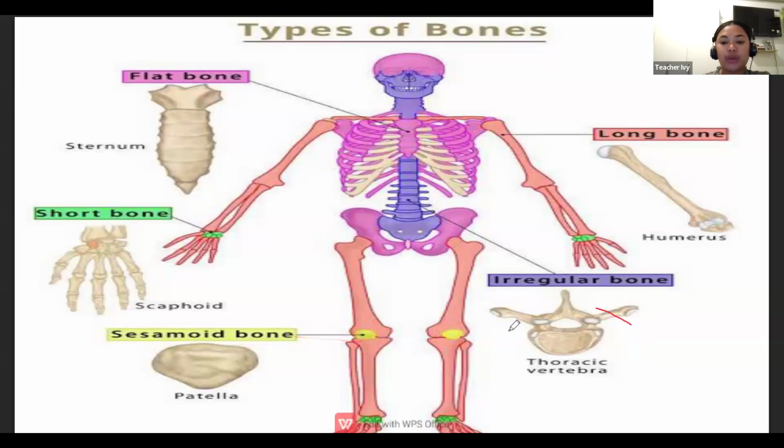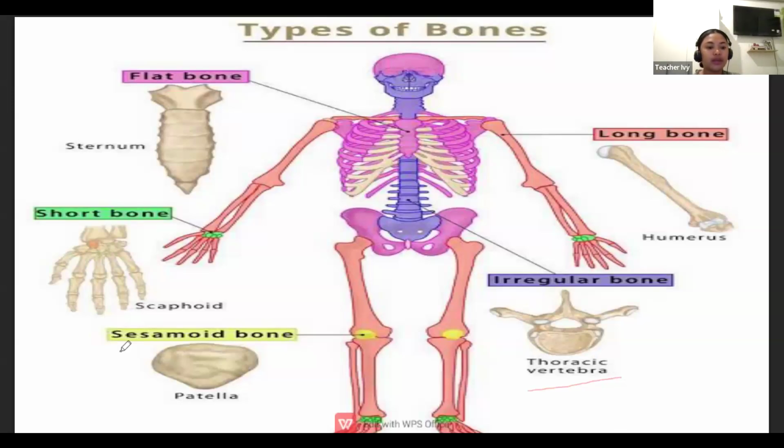And you have here the vertebrae, the blue color. I don't know if it's blue or purple. The blue one is the irregular bone. So from the ilium and coccyx down to the vertebrae growing up to your vertebral column and spinal cord, these are the irregular bones because they are made up of vertebrae. Okay? So, do you have questions?